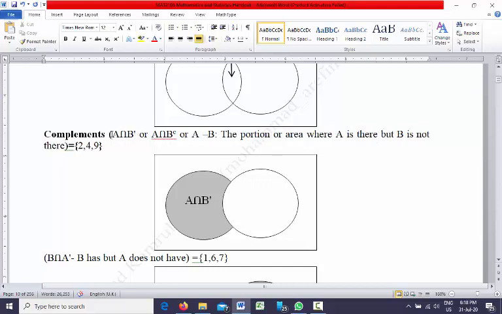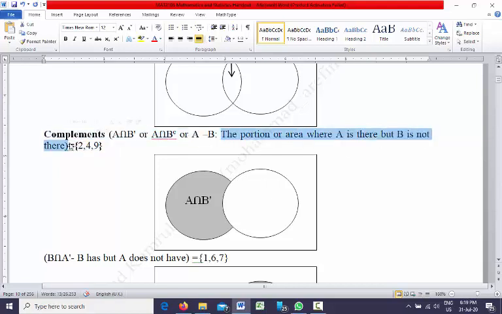So that means A intersection B prime, or we may call it A intersection B^c, or we may also call it A minus B. That means from A we will remove set B. From set A we will remove the common elements between A and B. That means the portion or area where A is there but B is not there.